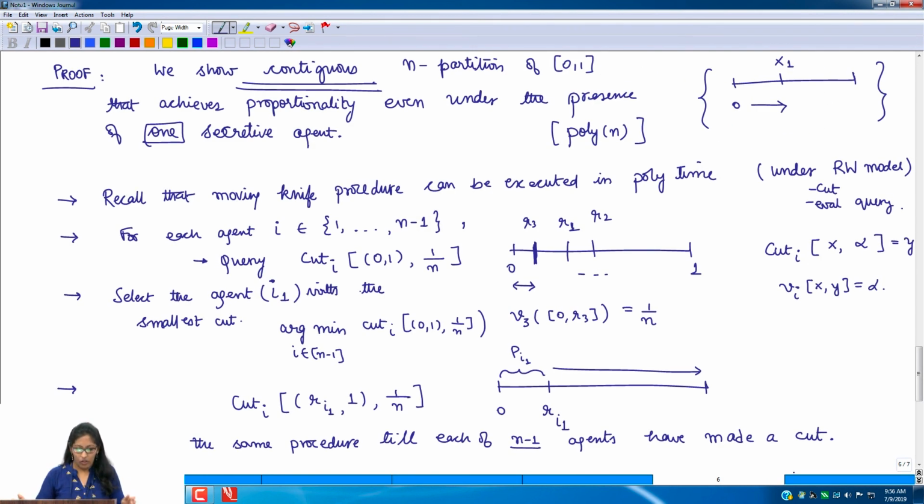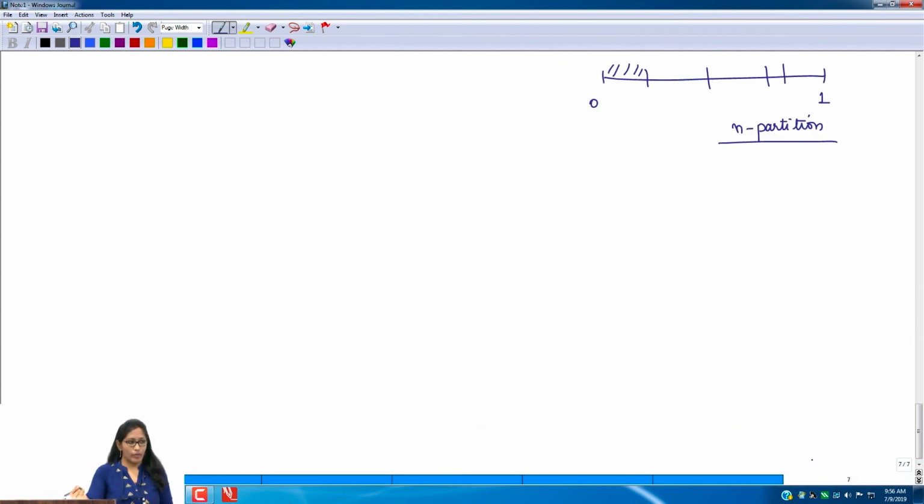So this is my algorithm, but I now need to prove that it is secretive proportional, by which I mean that for every choice of the secretive agent, I have an n partition, and I'll still be able to allocate the remaining pieces to the remaining n minus 1 agents in a way that it is proportional for each of them.